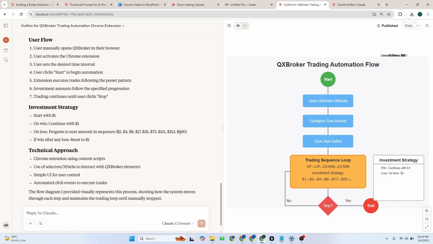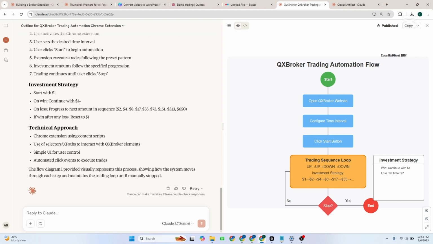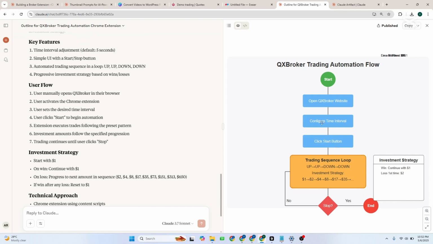Okay, so when our trade reaches the last amount in the sequence, it will start again from $1. When it continues with $1 because of the reset, it starts from $1, but on a loss it will progress to the next amount in the sequence, doubling the investment. And if it wins after any loss, it just resets to $1, which means it starts from the beginning. So this is the flow. If it wins, it continues with $1. If it loses the first time, it invests $2, and then again doubles the investment. So this is the strategy, and this is how it works.